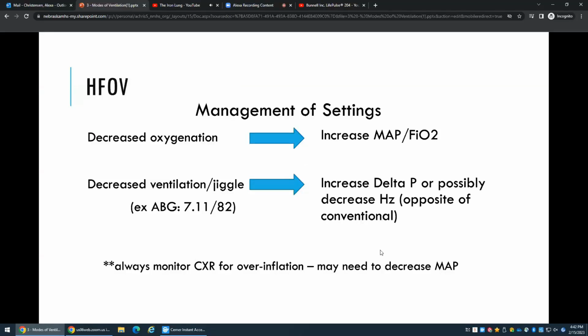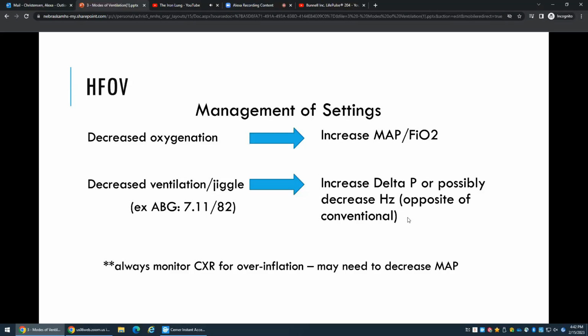Here is an example, kind of a management as far as how are we going to manage these kids. So if you are not oxygenating, kind of this first one up here, we're going to increase our MAP, obviously increase your FiO2, that's kind of a given. If we're not ventilating, or if we don't have a very good jiggle, say we get a blood gas 7.11/82, obviously we need to do something, we're going to increase that Delta P. So we want to increase that tiny tidal volume, those tiny breaths that we're giving. We may decrease the hertz, and this is a little bit confusing.